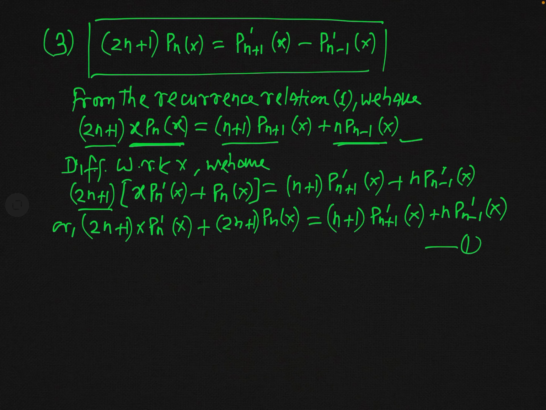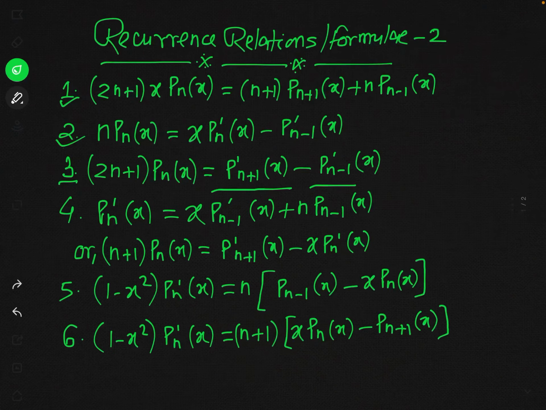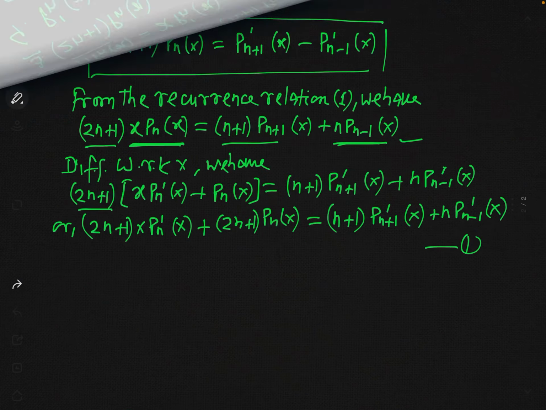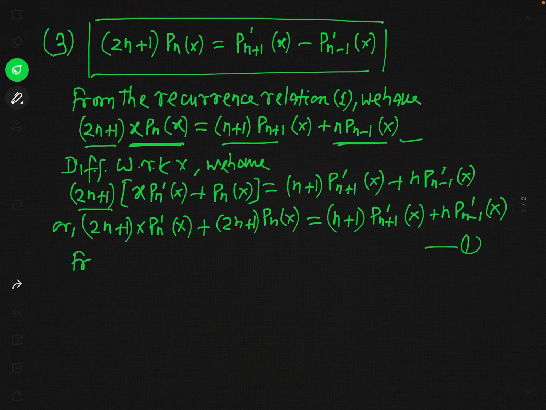Now you have already studied the second recurrence formula. This is n Pn(x) = x Pn'(x) - Pn-1'(x). So from the second recurrence formula we can write the following.